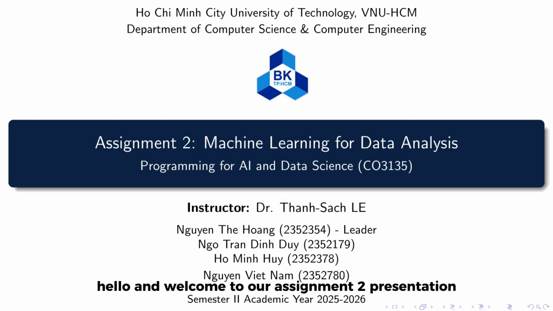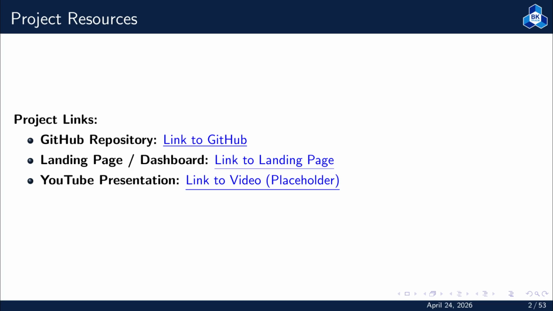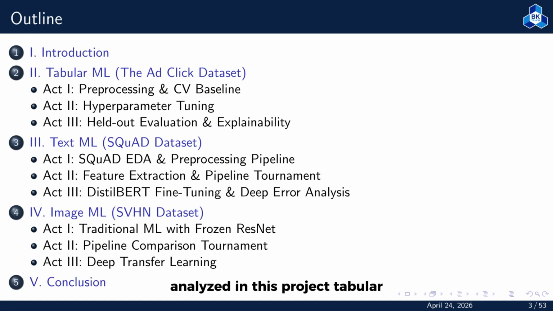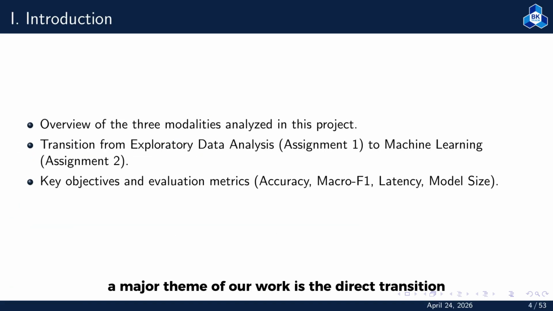Hello and welcome to our Assignment 2 presentation on machine learning for data analysis. Today, we will provide an overview of the three modalities analyzed in this project: tabular, text, and image. A major theme of our work is the direct transition from our exploratory data analysis in Assignment 1 to the machine learning pipelines of Assignment 2.